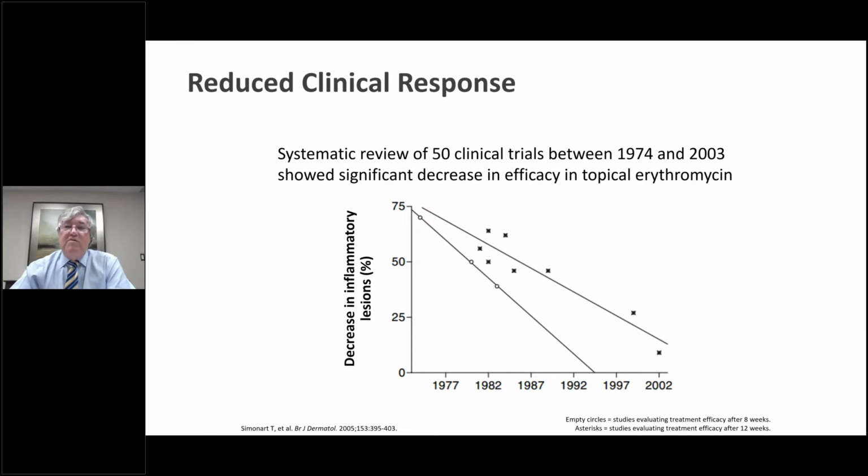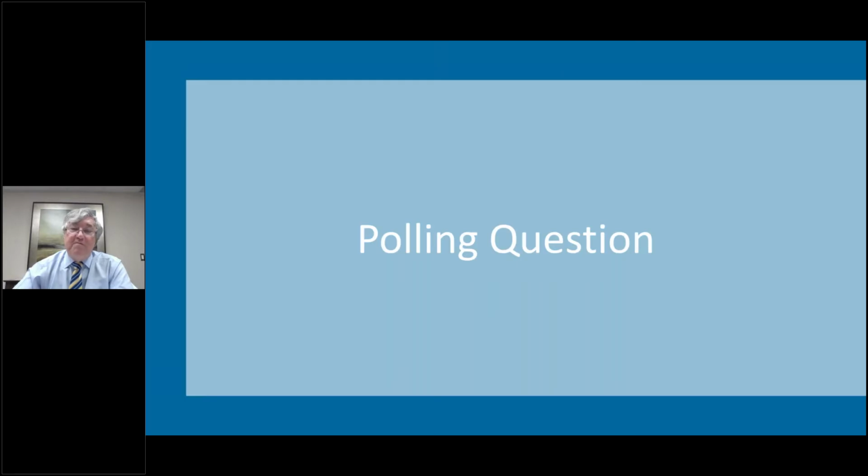This was a review of about 50 clinical trials between 1974 and 2003, showing a significant decrease in the efficacy of topical erythromycin. And that's really why erythromycin isn't available anymore. It just doesn't work. People were finding there were such high numbers of resistance that when you gave it for any of the conditions, you weren't getting a benefit.